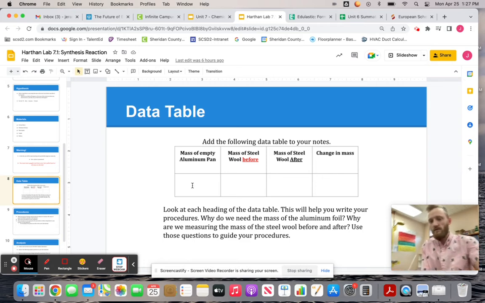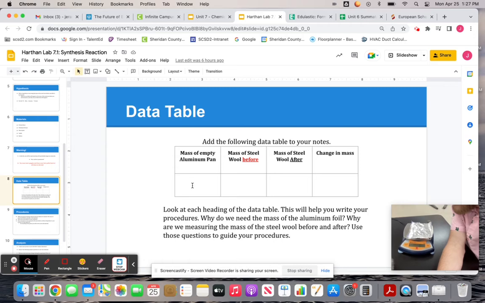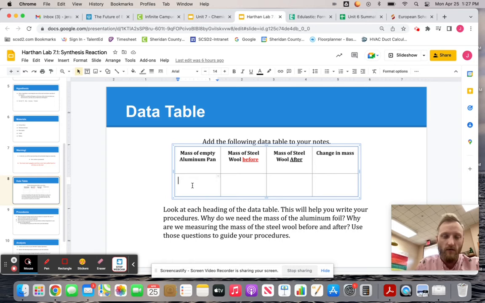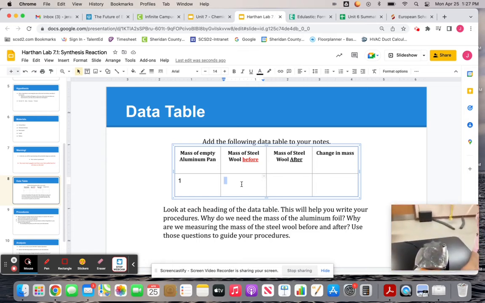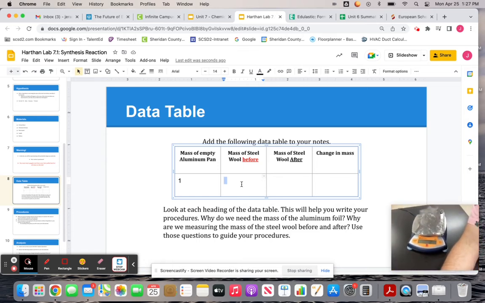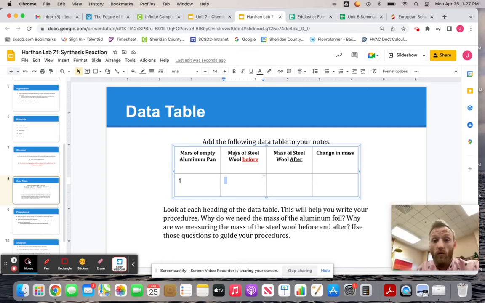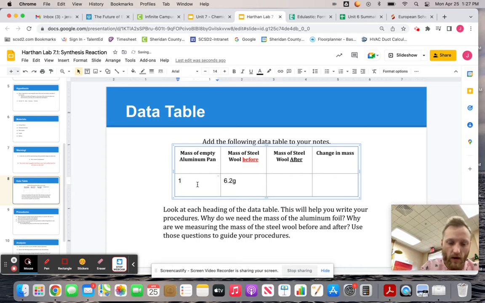We'll go through, see if I can get some good camera views here. So we have exactly 1 gram of aluminum foil, so we can go ahead and put that into our notes. Okay, and then when I add my steel wool to it, I don't know if you can see that, it goes up to 7.2 grams. So to get the mass of my steel wool before we burn it, I take 7.2 minus the mass of my aluminum pan, giving me 6.2 grams.